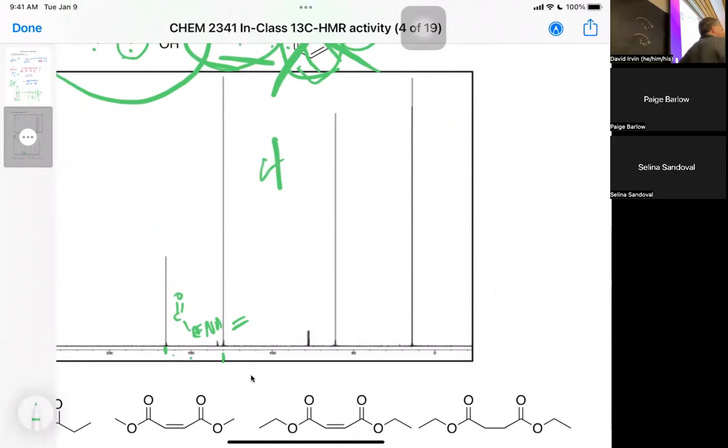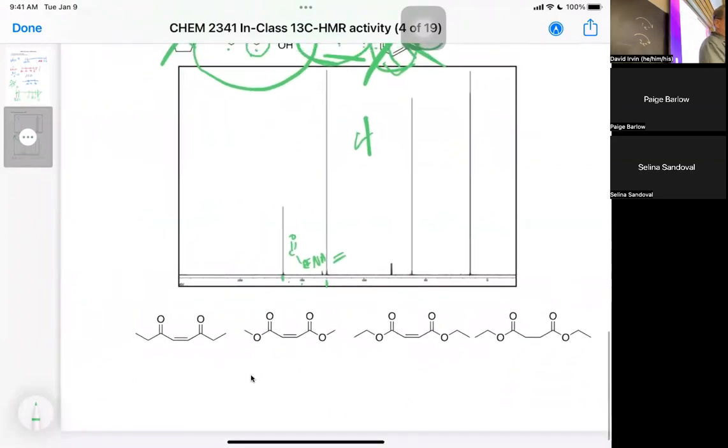Okay, so let's see, how many signals are we going to have here? 1, 2, 3, 4. Signals here, 1, 2, 3. Because of symmetry, we only have 3 signals. Let's look at this one. 1, 2, 3, 4. Don't forget your carbonyl. 1, 2, 3, 4.